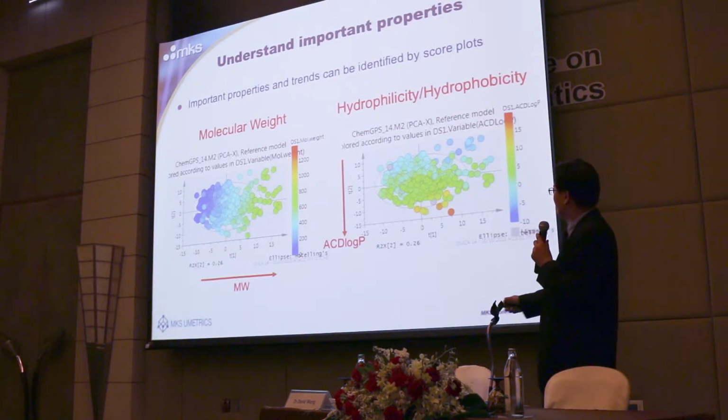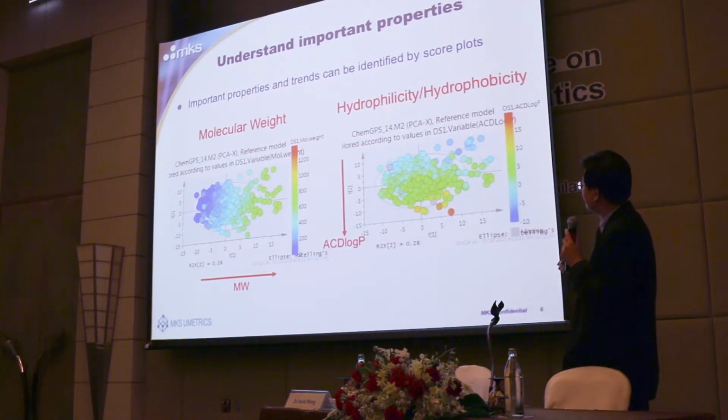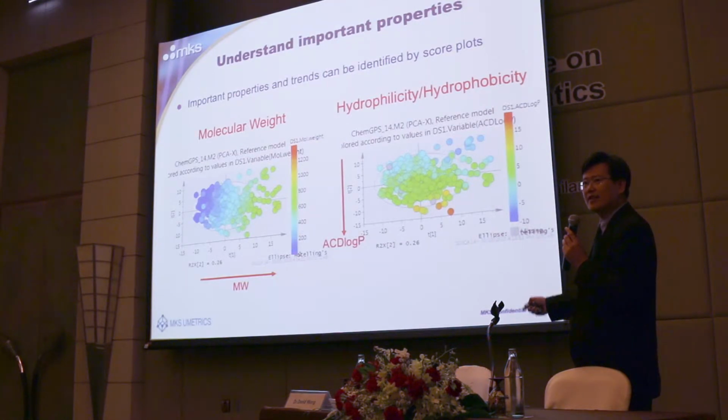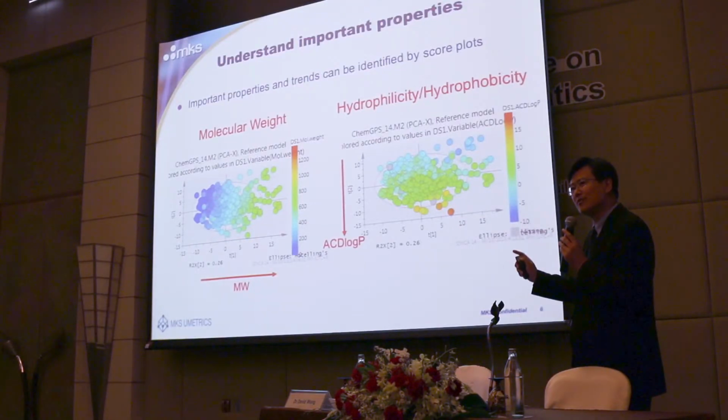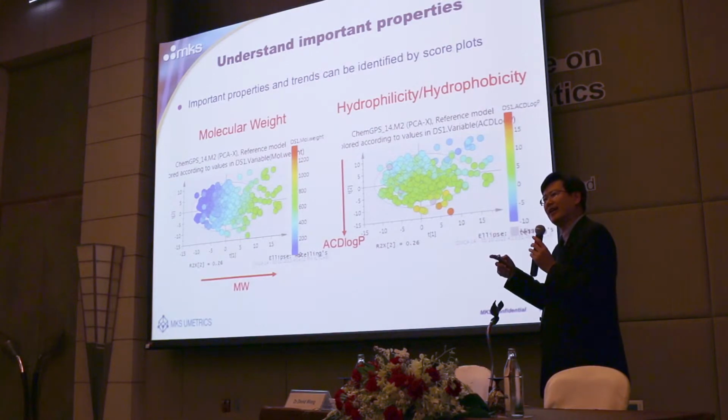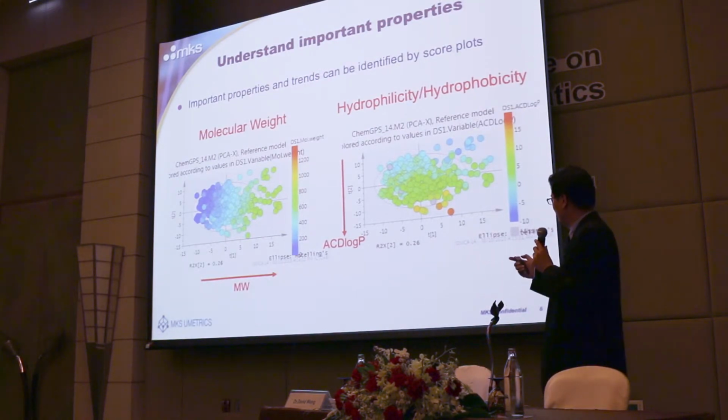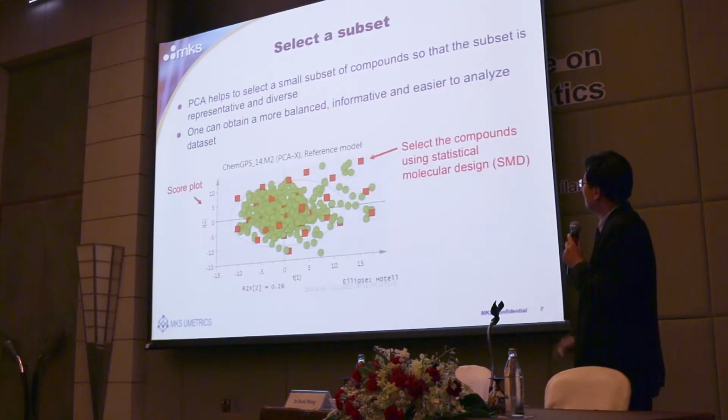Similarly, if we are particularly interested in another property, we can color it correspondingly, and we can see that this direction, which is the second principal component, PC2, is related to the hydrophilicity of these compounds. If we are interested in the others, we can also color them correspondingly and see the trend. So here we can see the overview of our molecules.